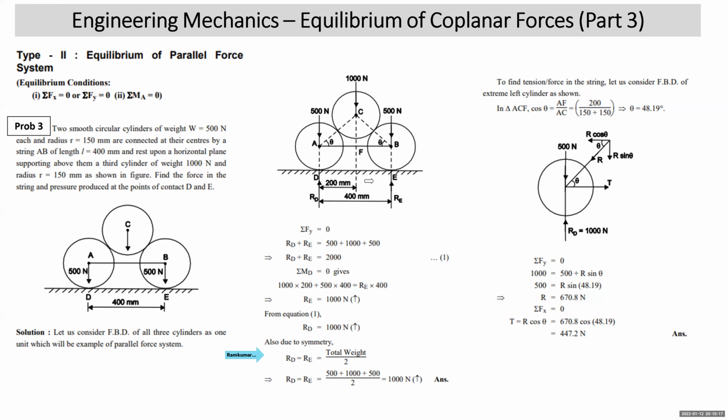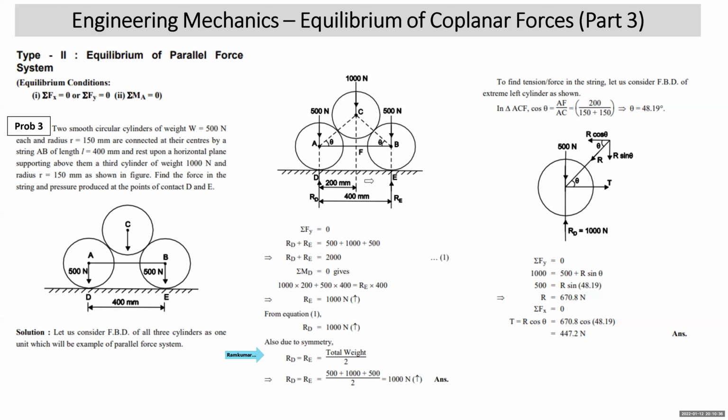Like in this problem, assume that you have two palms. One cylinder is kept on one palm, another cylinder is kept on the other palm. Exactly midway you have kept the third cylinder. All right. So what pressure will come on two palms due to symmetry? The pressure on two palms will be equal or not? And what is that equal to? Total weight of the system divided by 2.